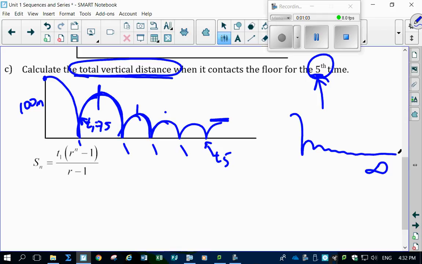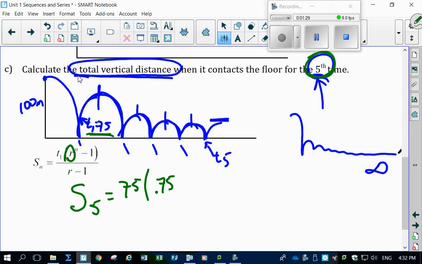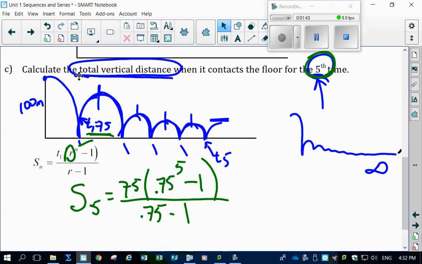But look, this is no different than what we've just finished doing. But we're not going to use infinite now because, of course, we're not going an infinite number of bounces. We're actually going only 5 bounces. So how are we going to do this? Yes, we're going to find S5. S5, T1 is still 75. Your R ratio is still 0.75 because it's going up to 75% of the height. The N is going to be 5. Subtract 1 over 0.75 minus 1. Okay, we're using the old formula now.